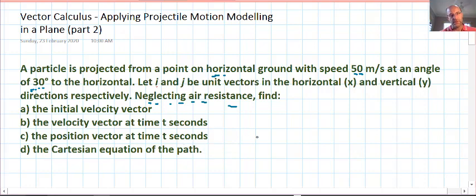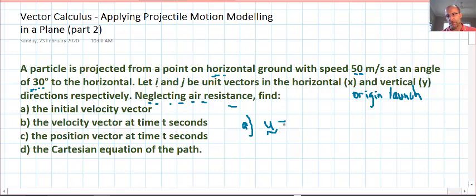The initial velocity vector. Now in the previous video we saw that for something launched at the origin, and we're launching at the origin here, that helps. The third example won't be launching at the origin, by the way.